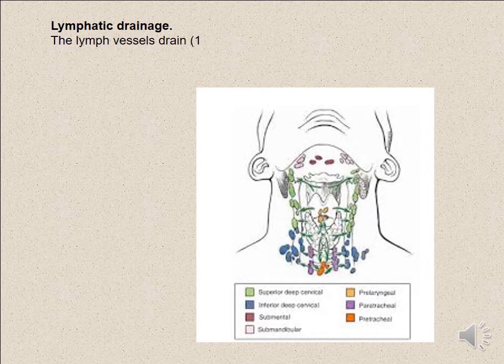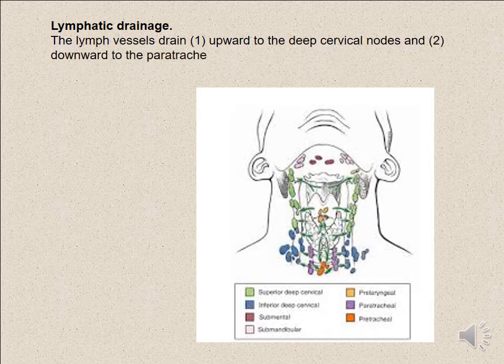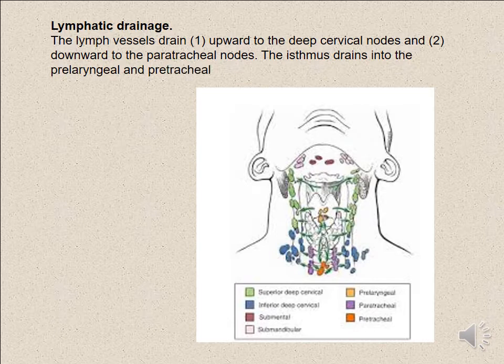Lymphatic drainage. The lymph vessel drain first upward to the deep cervical node and second downward to the pretracheal node. The isthmus drain into the prelaryngeal and pretracheal nodes. That is the lymphatic drainage of the thyroid gland.